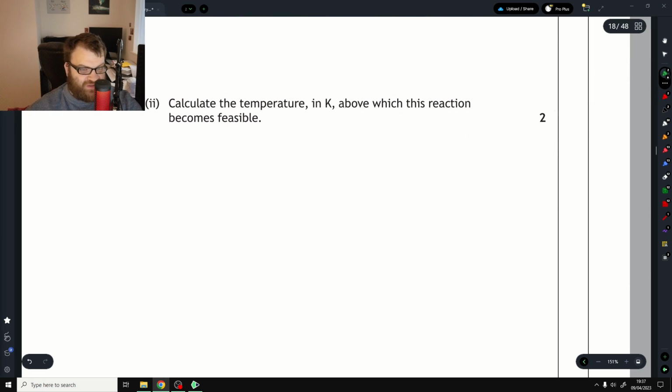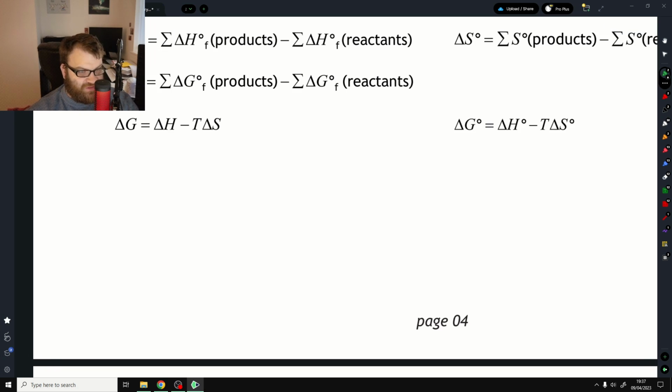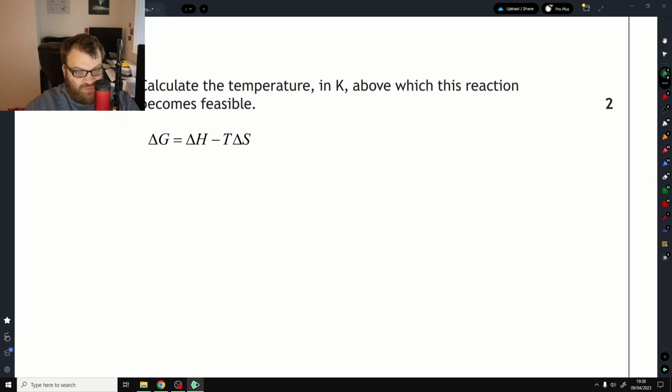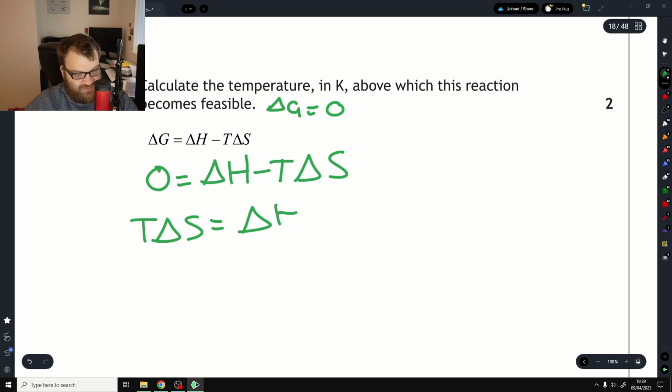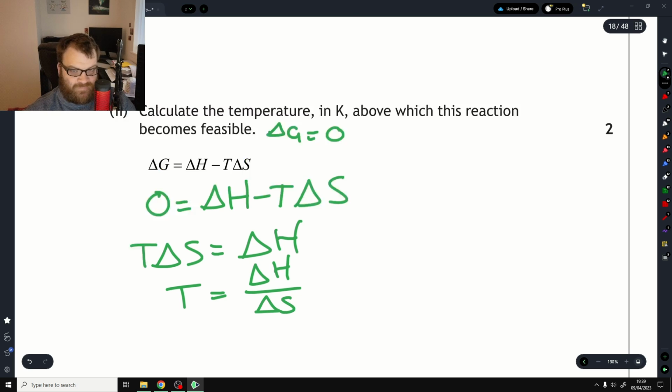Moving on, in this question, we're asked about the temperature at which a reaction will become feasible. This will rely on delta G equals delta H minus T delta S. The reaction will become feasible when delta G equals 0. This means that 0 will equal delta H minus T delta S. Rearranging gives us that T delta S will equal delta H. Therefore, T equals delta H over delta S.